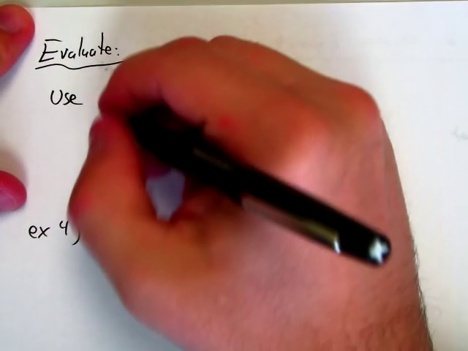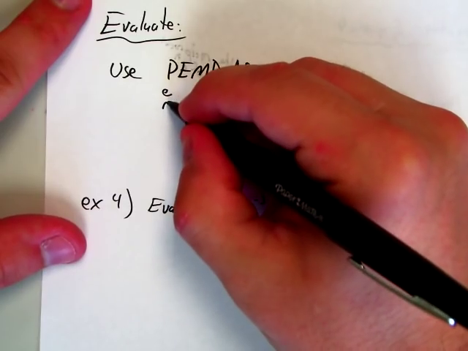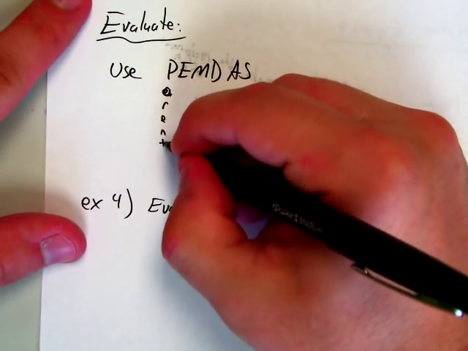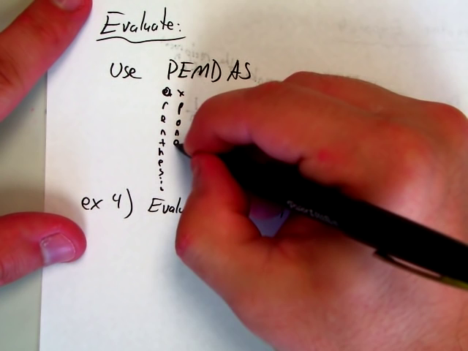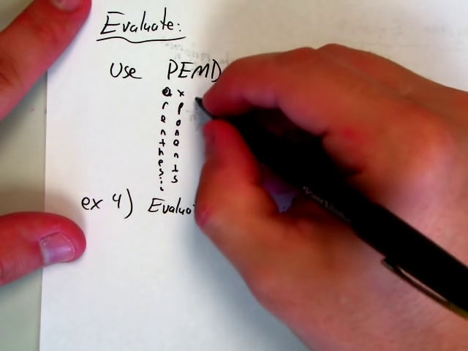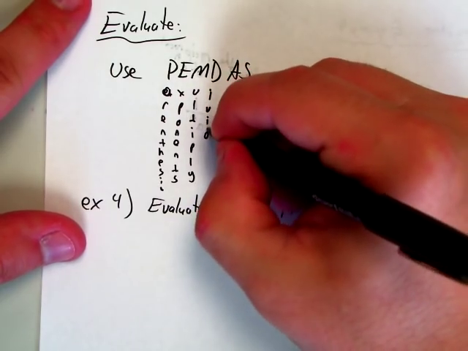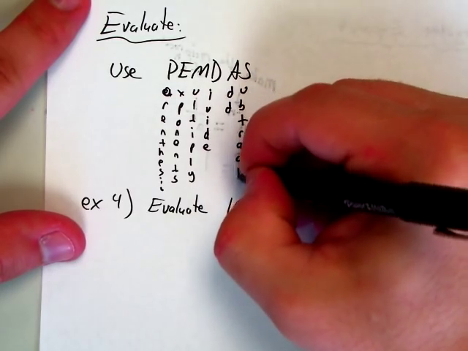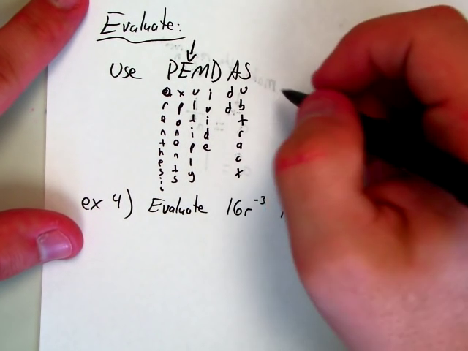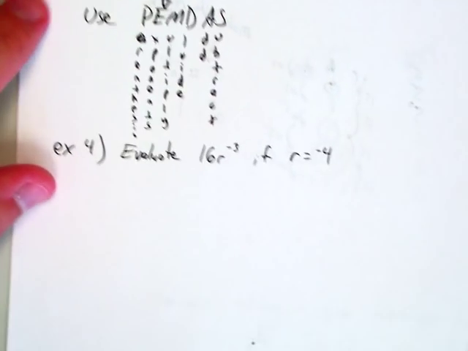All right, last example. We're going to now evaluate. Again, use the order of operations. Use PEMDAS. Remember, this is parentheses, this is exponents, multiply, divide, add, subtract. So this is the one we're going to focus on. And this comes before multiplication, which means that we need to deal with the exponents before we multiply.